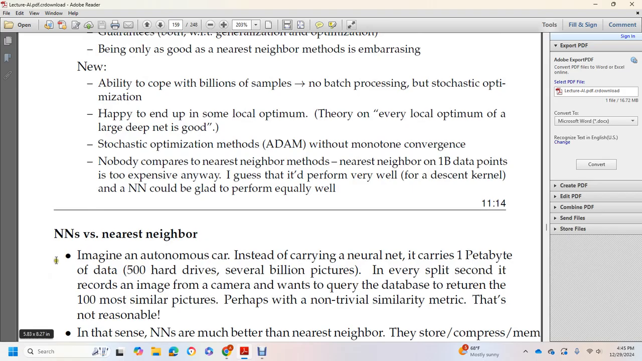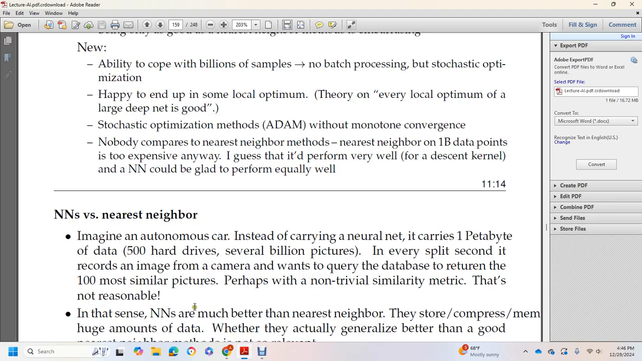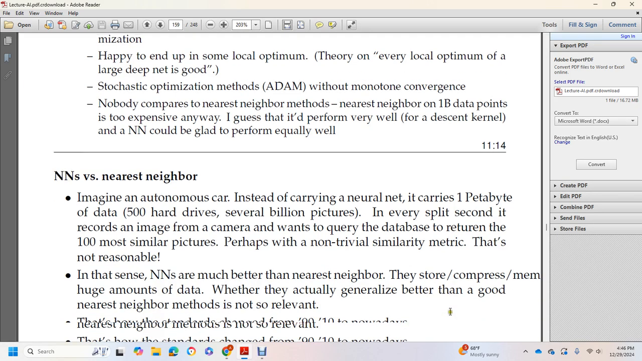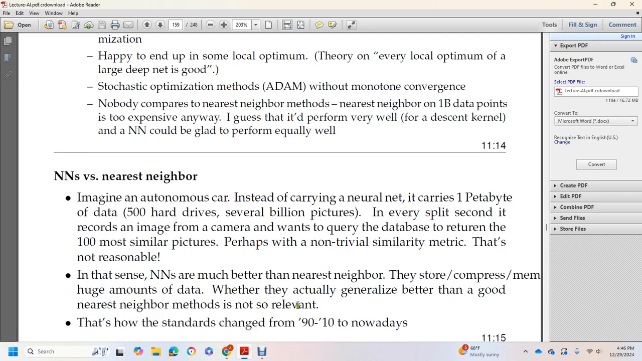Neural nets versus nearest neighbor: imagine an autonomous car that, instead of carrying a neural net, carries a petabyte of data on hard drives, and several billion times per second it queries the database with the image from the camera to return the 100 most similar pictures. Perhaps with a non-trivial similarity metric. That's not reasonable, and the neural network is much better than nearest neighbor. So we are compressing huge amounts of data, and whether they actually generalize better than a good nearest neighbor method is not so relevant.